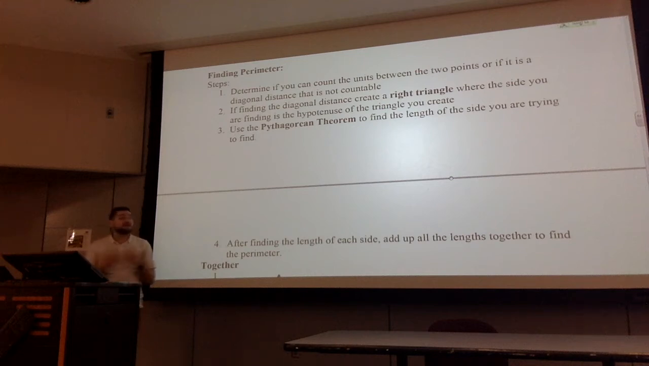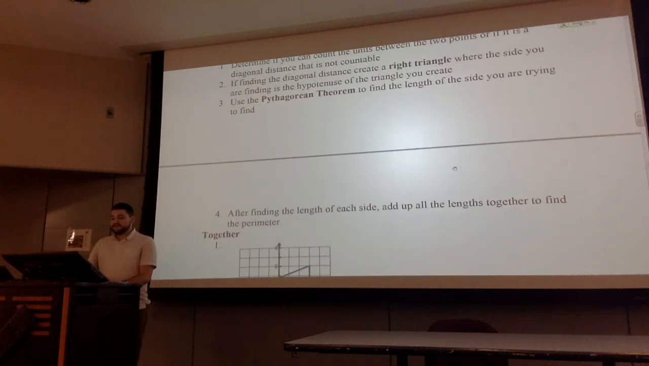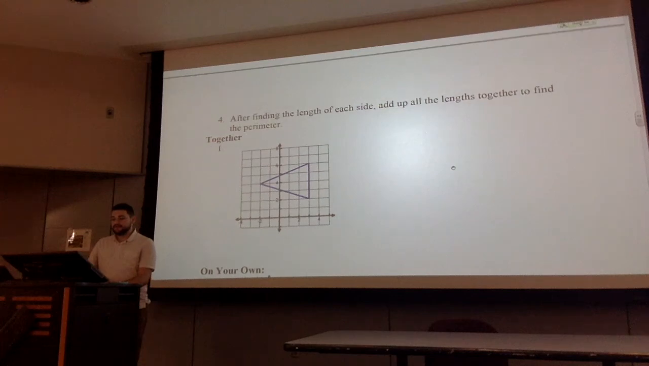And we're going to use the Pythagorean Theorem again to find that length. But then after finding the lengths of all your sides, you're going to add all those lengths up to find the total perimeter. So let's take this first problem together. So here we have a triangle on a graph where we have 2 sides that aren't countable because it has that diagonal distance. But then we have this side that has a distance that falls on one of our grid lines. So we're able to just count that independently.